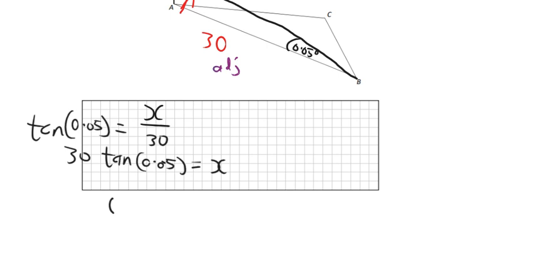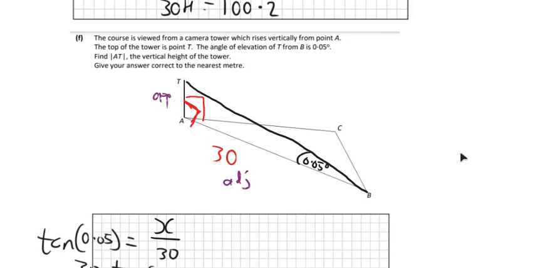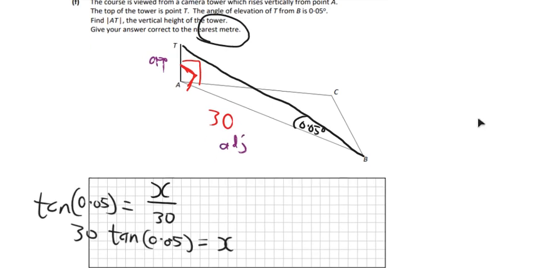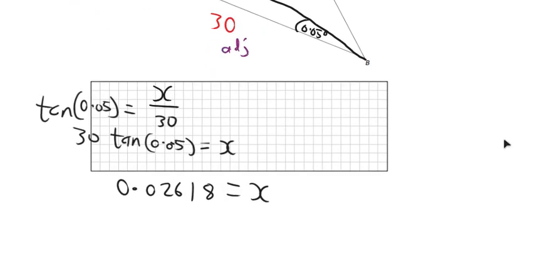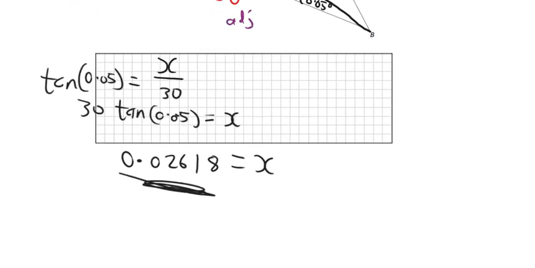So when you put that in your calculator, you get 0.02618, we'll just round it off, equals x. Now the question asks to give your answer to the nearest meter, so you just need to be careful here because the whole way through this we were dealing in kilometers really. So you have to change this number into meters. That's in kilometers. We need to change it to meters.